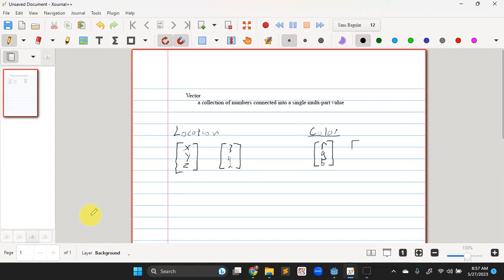So if we had maybe, I don't know, 148 in the red, 160 in the green, and 34 in the blue, those dimensions, those numbers go together to give us a yellow color.